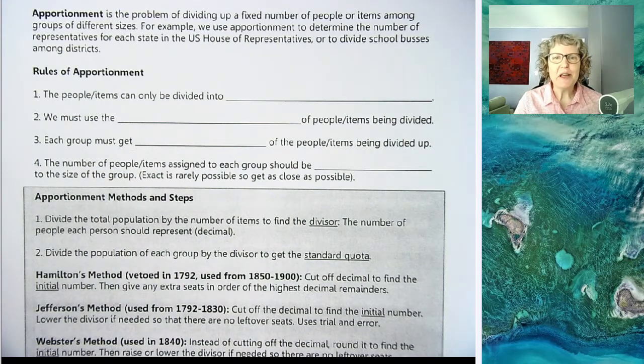Hi there. In this video, we're going to talk about apportionment. So we'll learn about what it is and what the rules are.